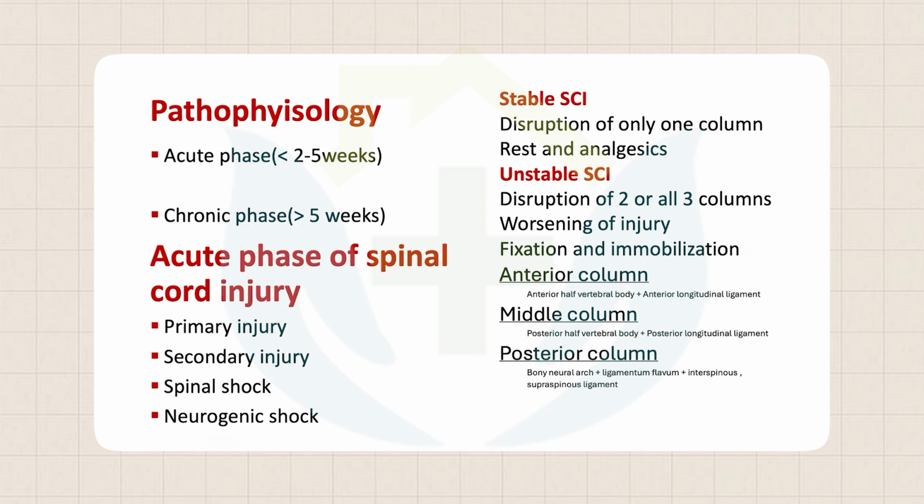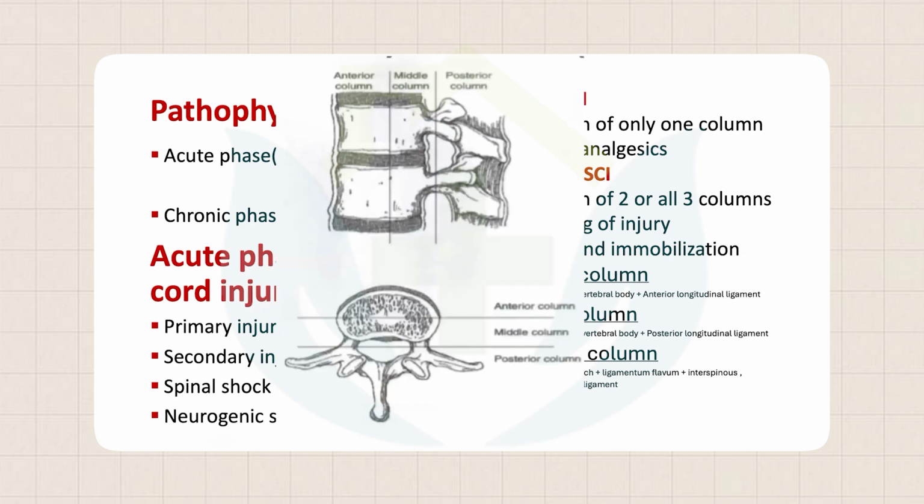There is a term known as unstable cervical cord injury. SCI stands for spinal cord injury. So what is an unstable spinal cord injury? If you look at this picture, the spinal column can be divided into three parts: the anterior column, from the anterior longitudinal ligament till half of the vertebral body. The posterior half of the body till the posterior longitudinal ligament is the middle column, and from there onwards the posterior part is the posterior column.